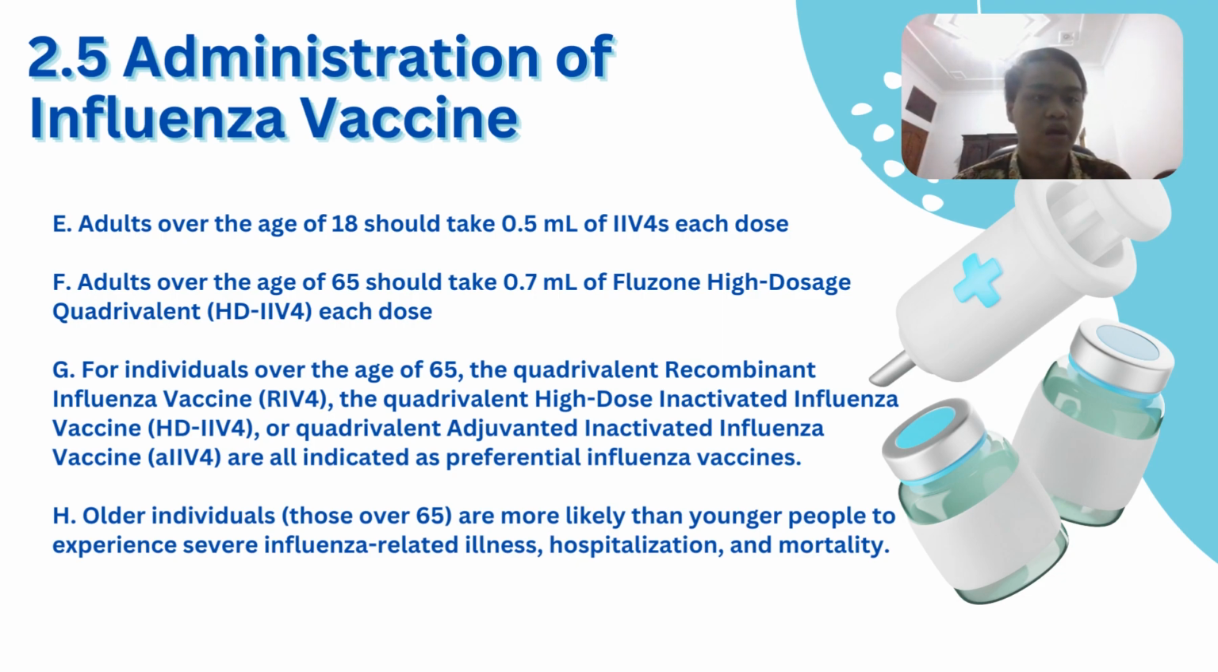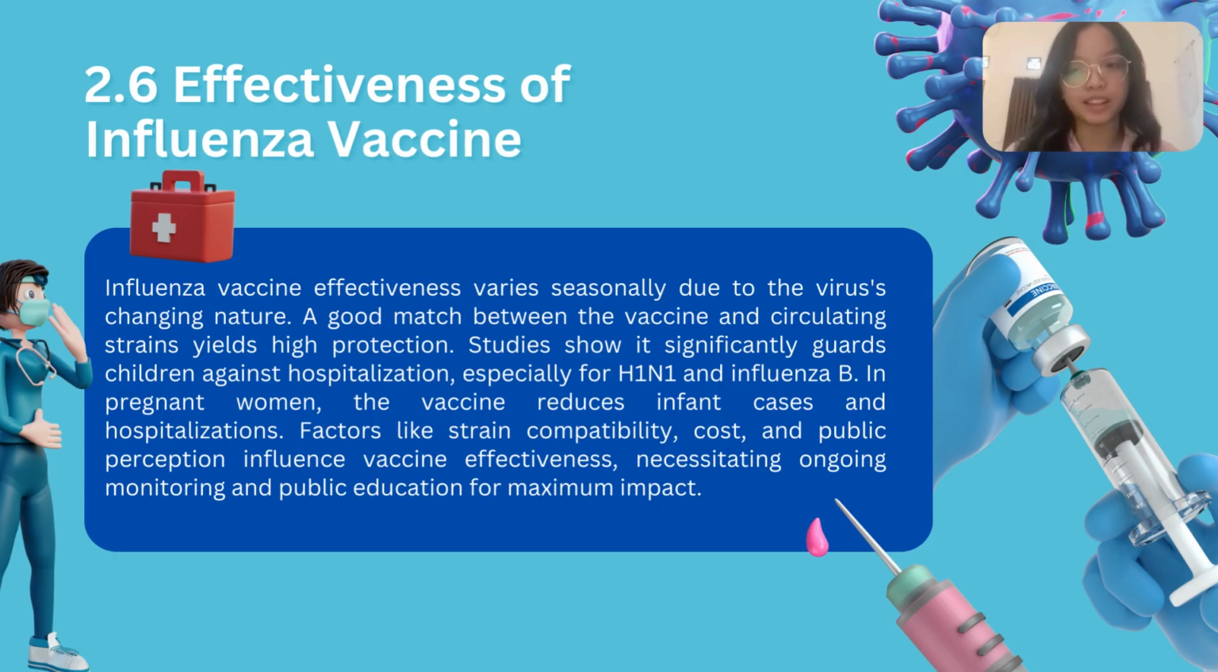For individuals over the age of 65, the quadrivalent recombinant influenza vaccine or RIV4, the quadrivalent high-dose inactivated influenza vaccine or HD-IIV4, or quadrivalent adjuvanted inactivated influenza vaccine or aIIV4 are all indicated as preferential influenza vaccines. Older individuals, those over 65 years old, are more likely than younger people to experience severe influenza-related illness, hospitalization, and mortality.